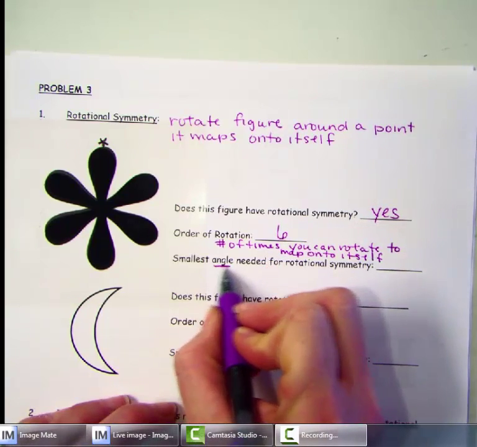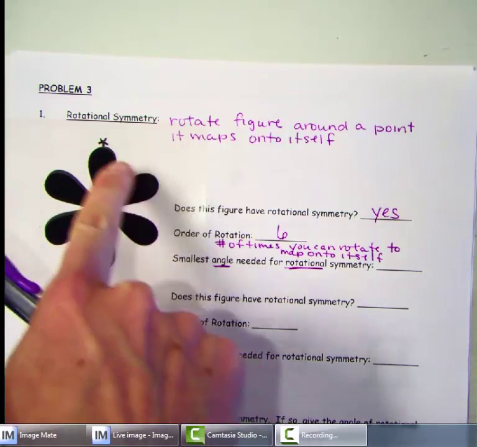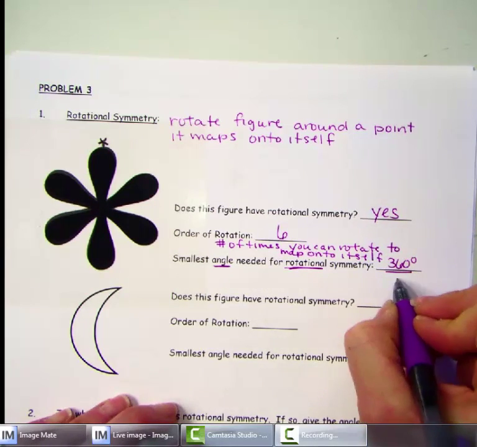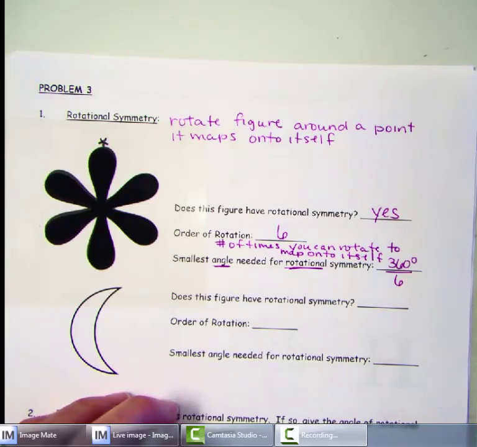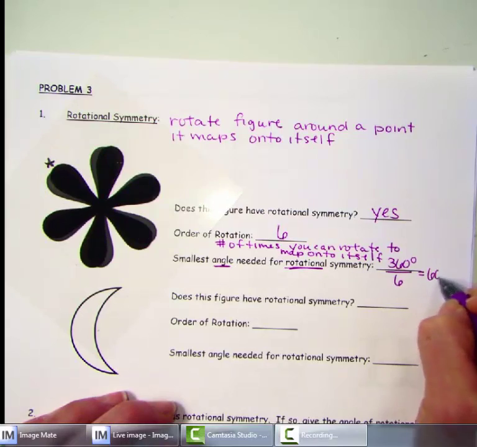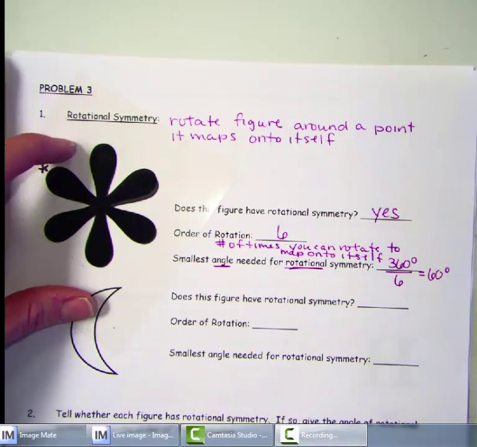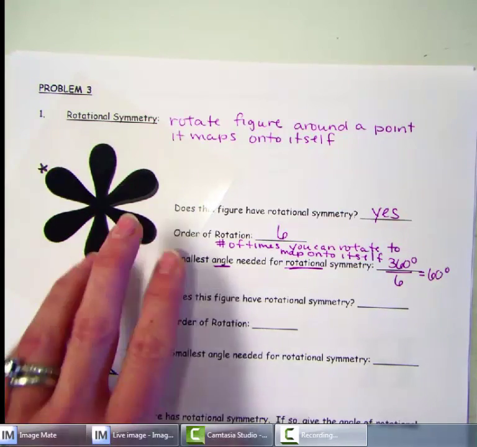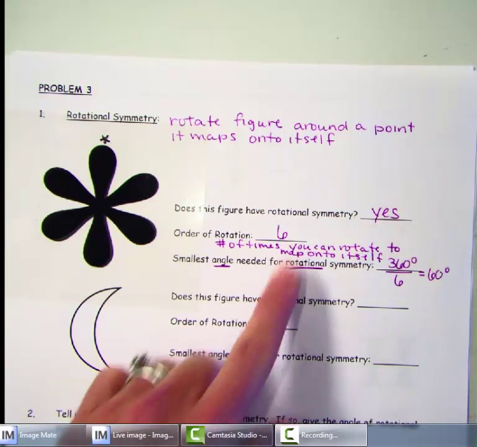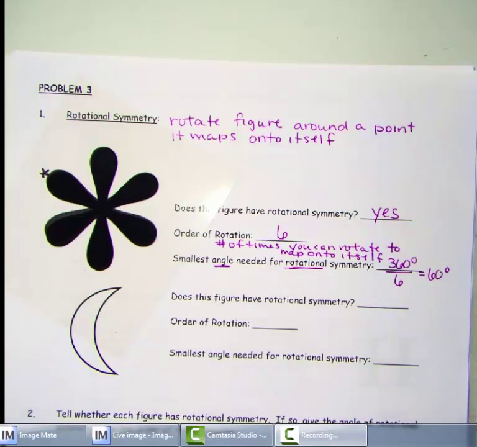If I want to find the angle of rotational symmetry, I know that all the way around is 360 degrees. If I divide that by my order of rotation, that tells me that each 60-degree rotation will have symmetry. It'll map onto itself. So once again, I took my 360 all the way around, I divided it by my order of rotation, and each 60 degrees maps on top of itself.